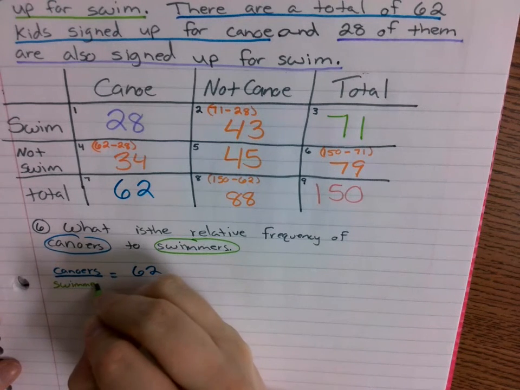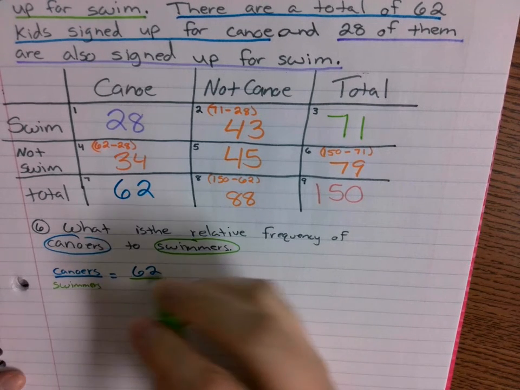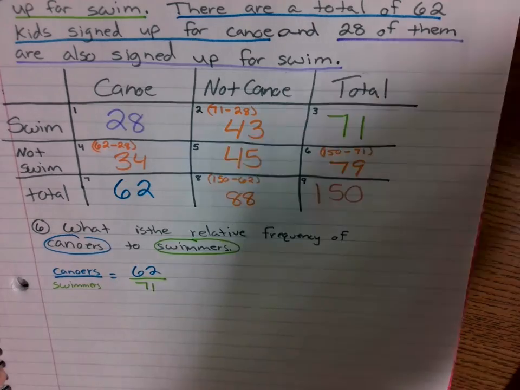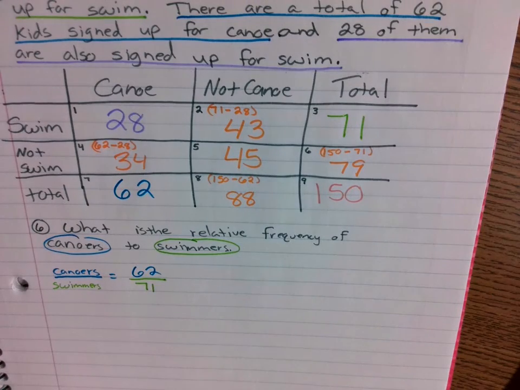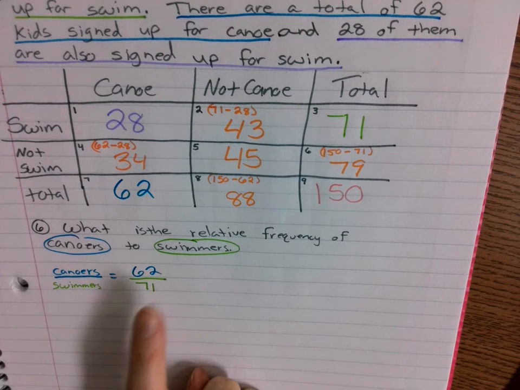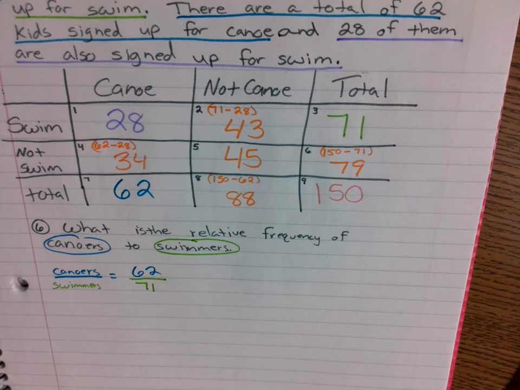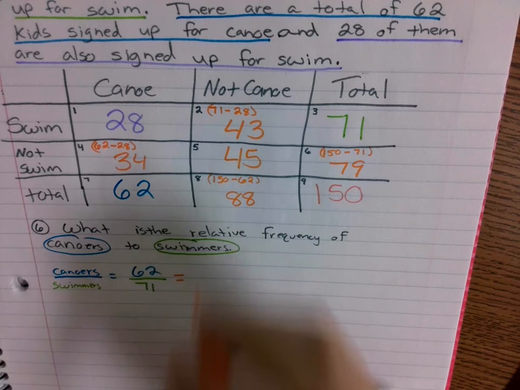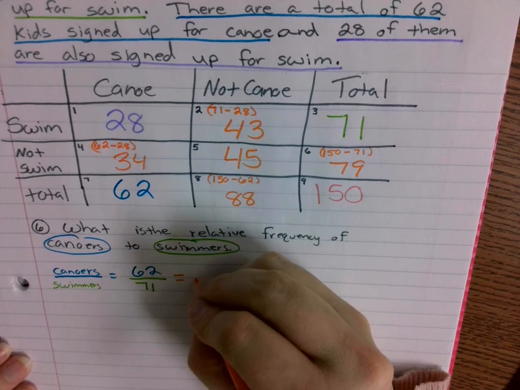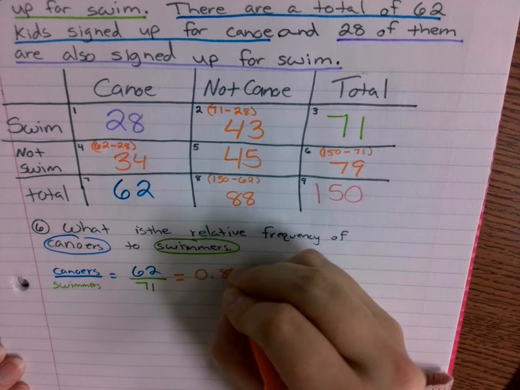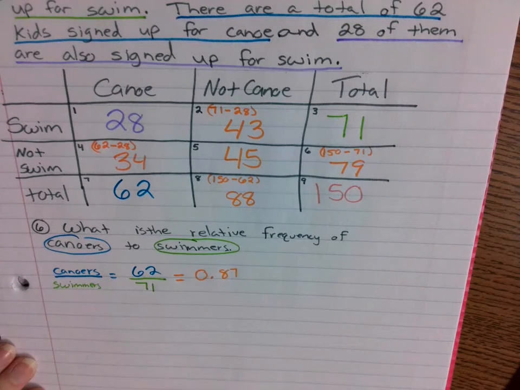So it's going to be 62 over 71. You always want to check to see if you can simplify 62 over 71, which it cannot be. So that's as simplified as it's going to get. Then you're going to convert it into a decimal. As a decimal, and we'll round it to the nearest hundredth, it's going to come out to 0.87. As a percentage, that would be 87%.